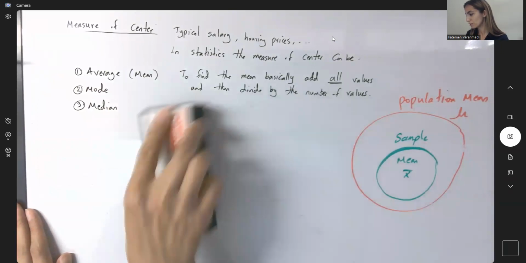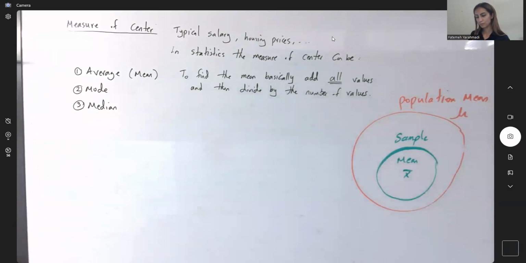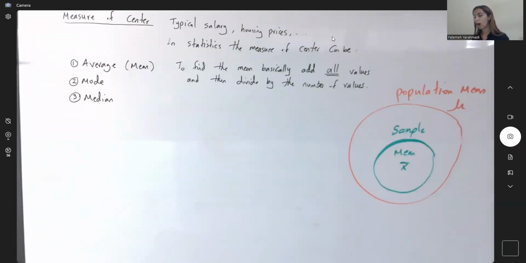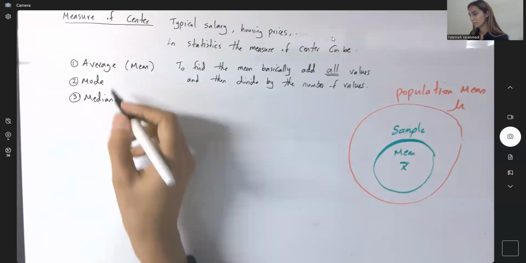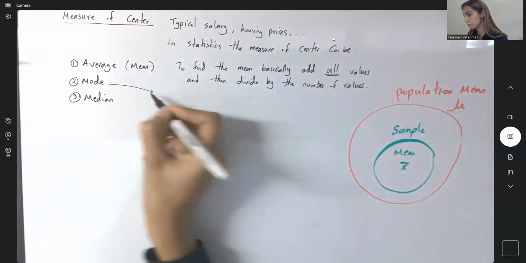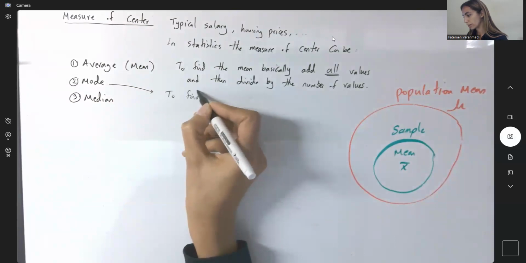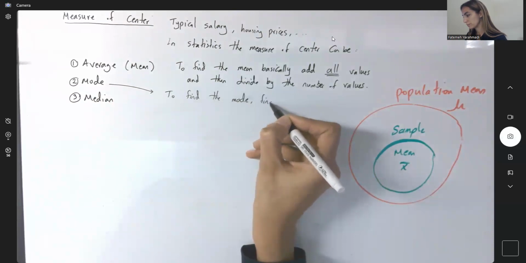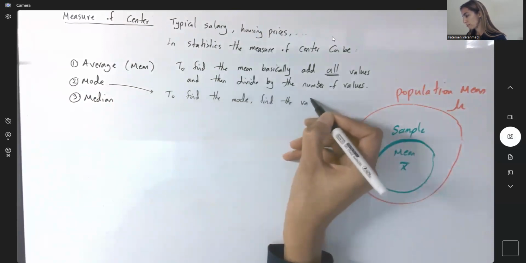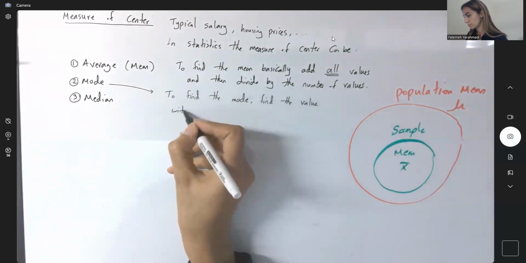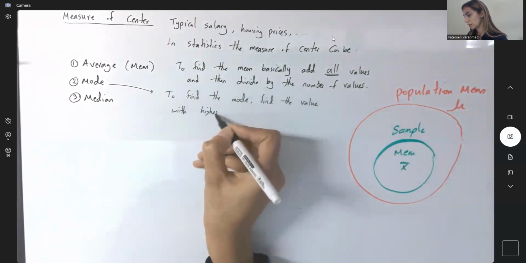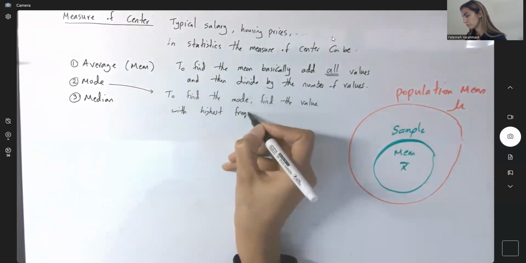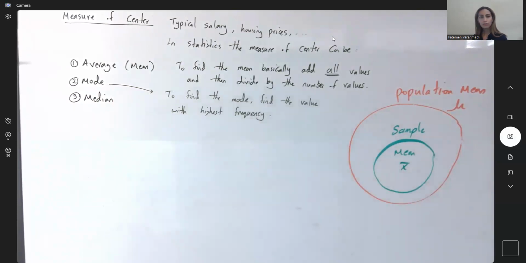The next measure of center is the mode. So this is the average or the mean. Mode is the value with the highest repetition. So now for mode, to find the mode, find the value with the highest frequency. The value that is repeated the most is called the mode.